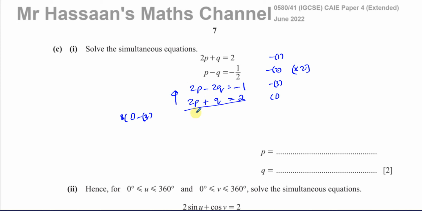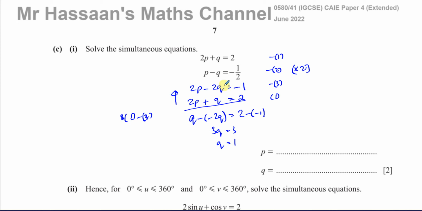If I subtract upwards, the p term becomes 0, which is what we want, eliminated. And q minus minus 2q is going to be q plus 2q. So you have q plus 2q, just to show the steps, and this is 2 minus minus 1. That is going to give you 3q equals 3. So q is equal to 3 divided by 3, which is 1.